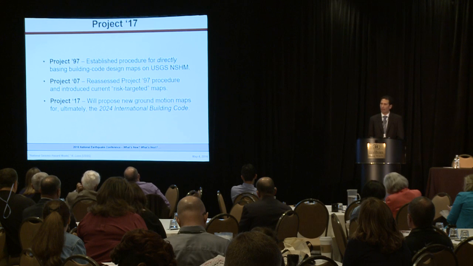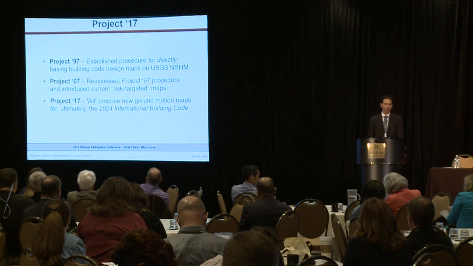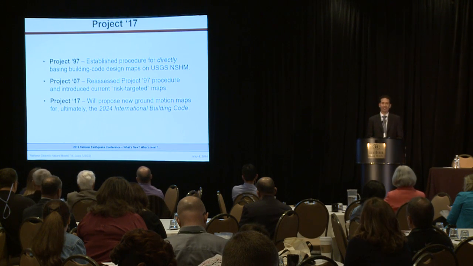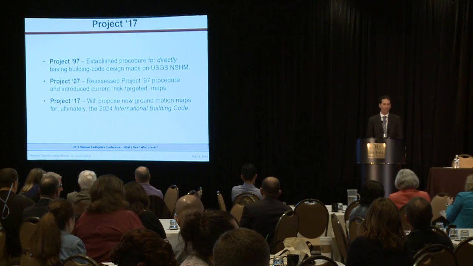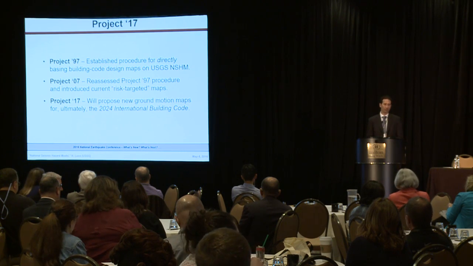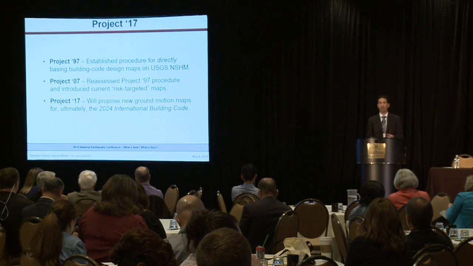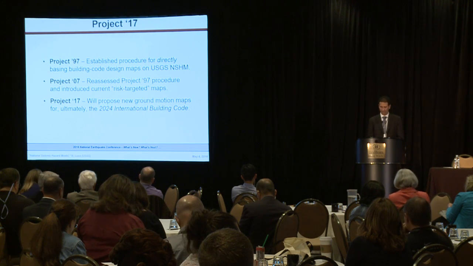Project 17, I'll talk about this more in the afternoon, but sort of strange name. Project 97 was the first project that really started, that led to directly using the USGS National Hazard Model in building codes. Before, there was sort of a loose relationship between those. Project 07 kind of just revisited what was done back in 1997 and introduced kind of the new risk-targeted maps that I mentioned earlier. And then Project 17 is now a project that will propose new ground motion maps ultimately for the 2024 International Building Code.